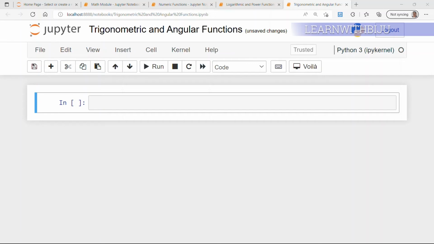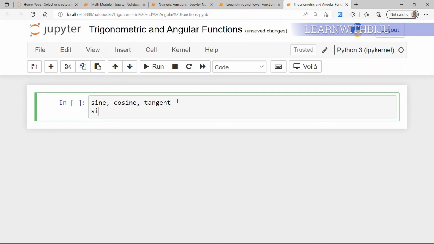You all must know about trigonometry and how it may become difficult to find the sine and cosine values of any angle. The math module provides built-in functions to find such values and even to change the values between degrees and radians. So what are the trigonometric functions? We have sine, cosine, and tangent.